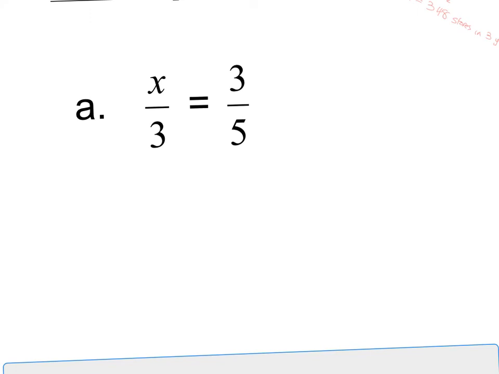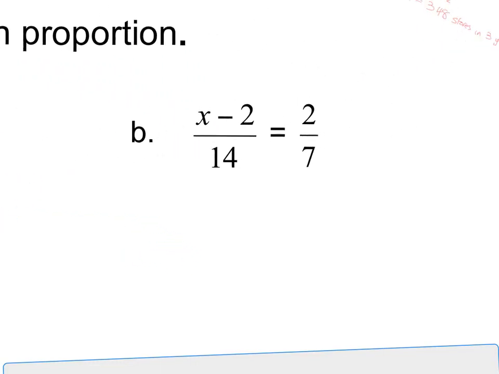Simple cross multiplication. Remember, it's an equation, so you have to rewrite an equation. 5 times x is equal to 3 times 3, which is 9. Divide by 5, and you get x is 9/5. And yes, you leave it as an improper fraction, because in algebra, we now just leave things as improper fractions.